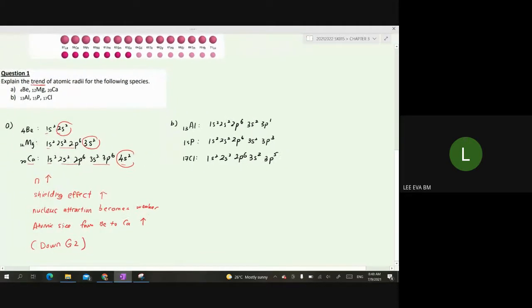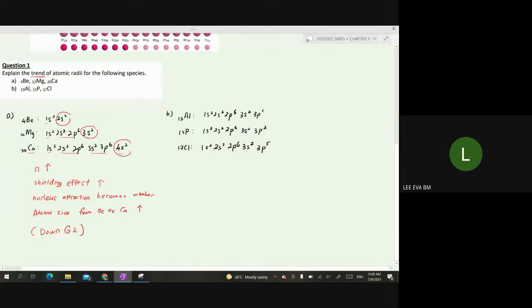Okay, but how about for part B? We have aluminium, we have phosphorus, we have chlorine. So electronic configurations over here, madam have already written for you. Aluminium, 3 valence electrons. Phosphorus, we have 5 valence electrons. And then chlorine, we have 7 electrons. So what is the main factor that is affecting the size?